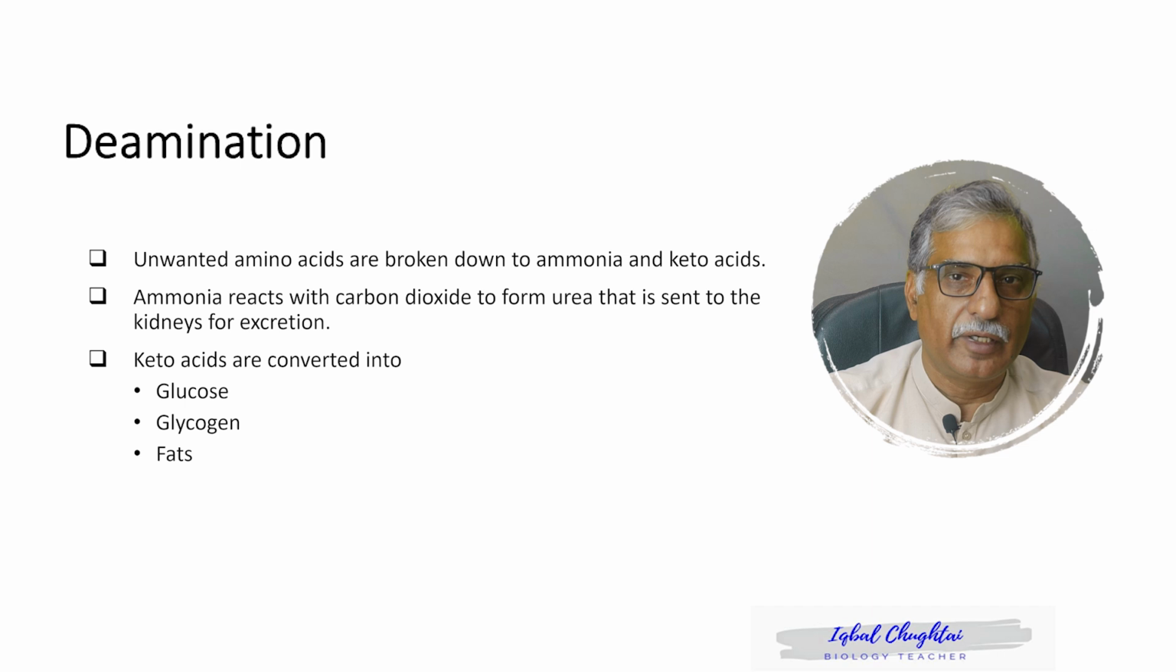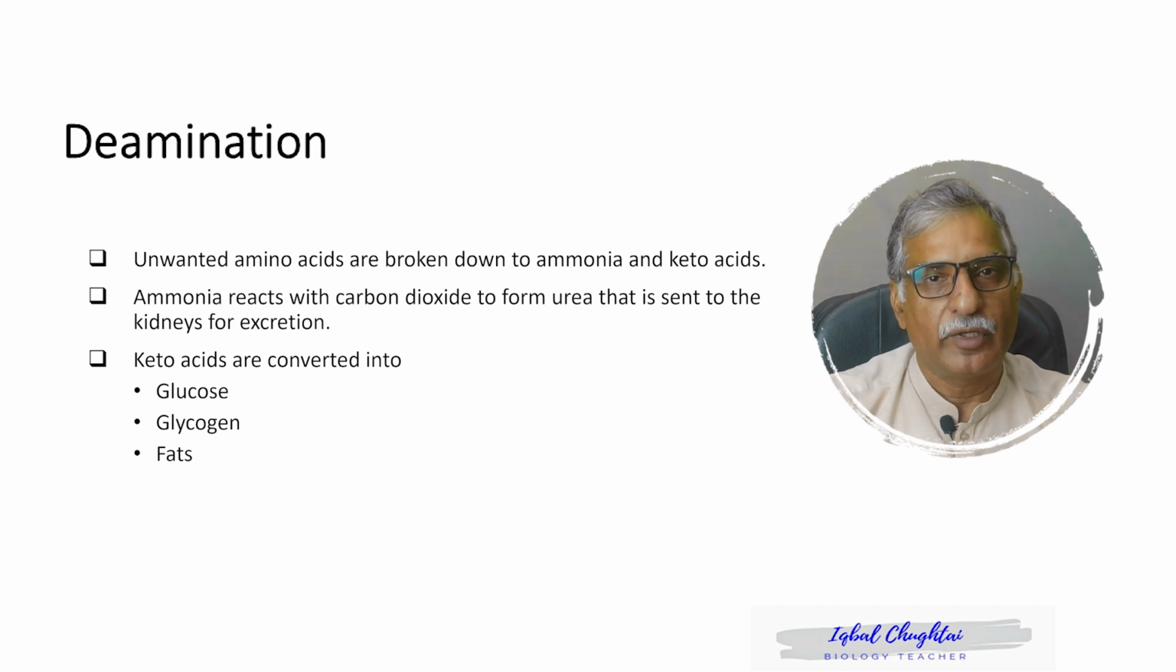But if the liver is already having pre-stored glycogen, as a healthy adult liver can store around 100 gram of glycogen, and it is already pre-saturated with the glycogen, no more glycogen can be stored. So these keto acids are converted into fats. Some of the fats are stored in the liver, and some of the fats are transported to the adipose tissues where they are stored in the fat cells. So this is the job of the liver. This is another job of the liver.